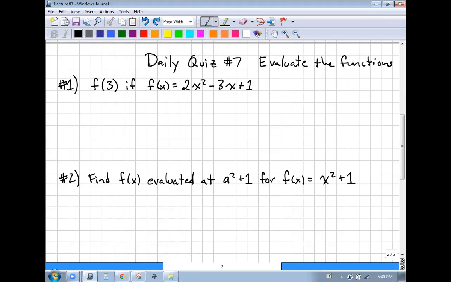So all we're saying is replace x with the number 3. So f of 3, replace x with the number 3. Okay. So 3 squared is 9. 3 times 3 is 9. 2 times 9 is 18. So 18 minus 9 is 9, plus 1 is 10. That is our f of 3.